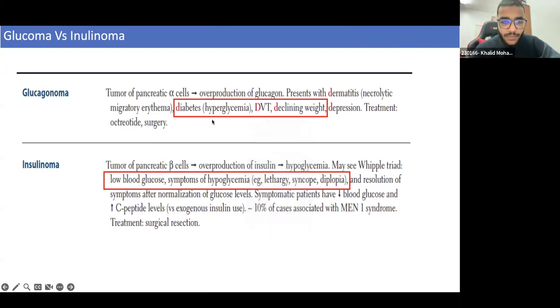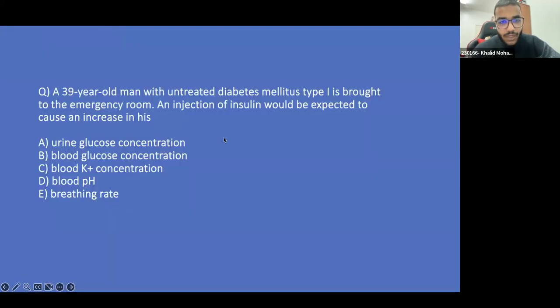Okay. Now, for both of those, the treatment is usually just resecting the part of the pancreas or the tumor, because there's nothing much you can do about it. If it's something secreting from the inside, you need to remove it.